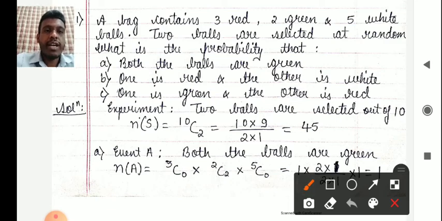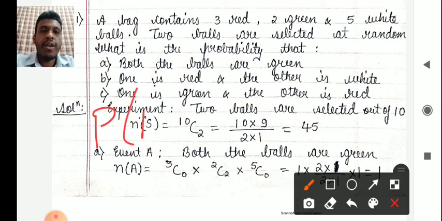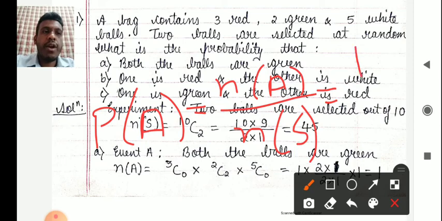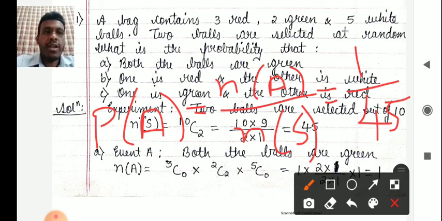Now I'll just overwrite this, just see. So probability of A is equal to n of A upon n of S. What is n of A? I've got 1. What is n of S? 45. So n of A is 1, n of S is 45, so it is 1 upon 45. So this is your answer, 1 upon 45. You can use the calculator and write it in decimal format also.